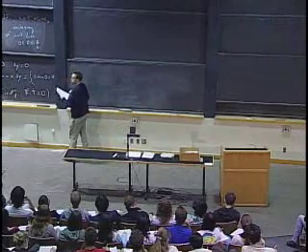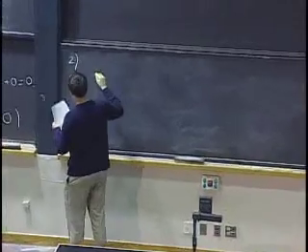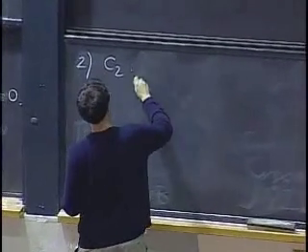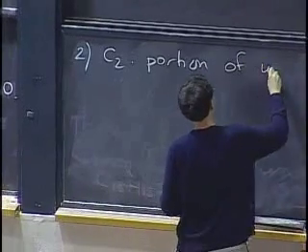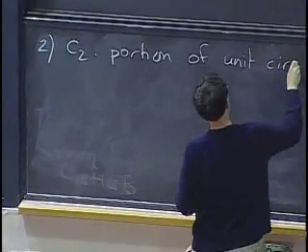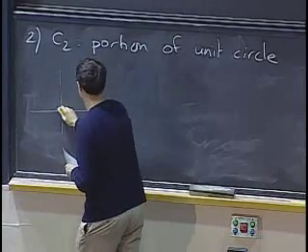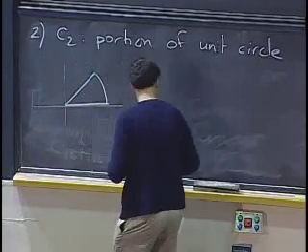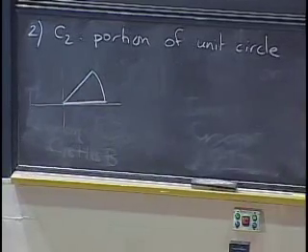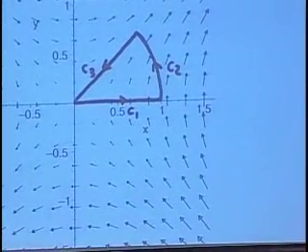Okay, let's move on to a more interesting part of it. Let's do the second part, which is a portion of a unit circle. Okay, so maybe I should have drawn my picture. Okay, so now we are moving on this part of the curve. That's C2.